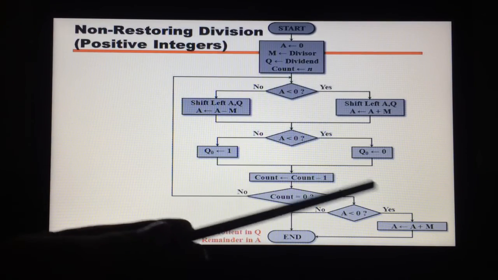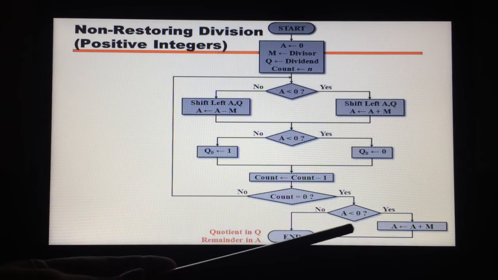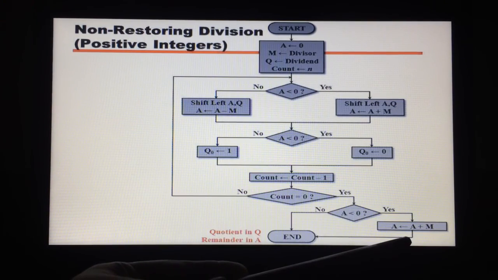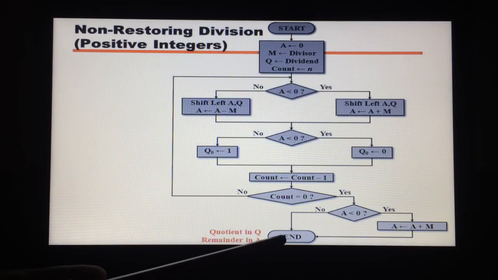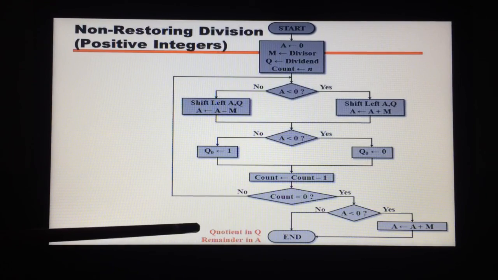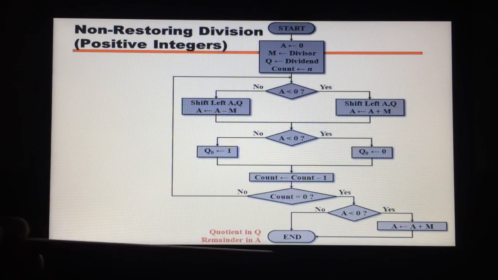Okay, after completing it, you check again whether A is less than 0 or not. If it is less than 0, then we have A is equal to A plus M. If not, then you go to the end position. So here also you have two outputs: one is the quotient and the other is the remainder. The quotient is stored in the Q register and the remainder is stored in the A register.